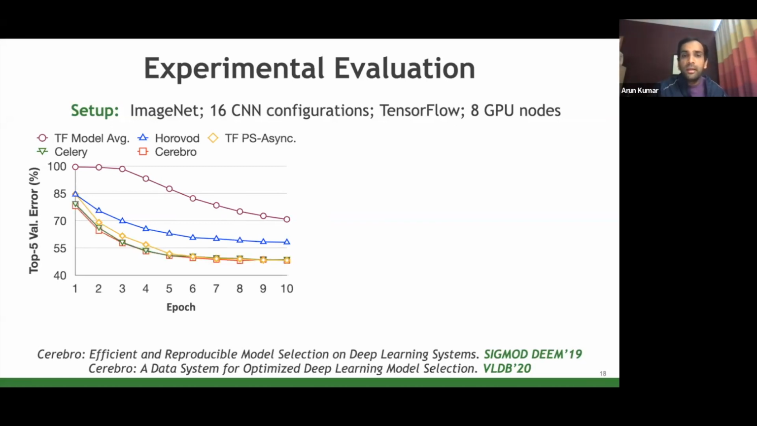Celery, Cerebro, and parameter server all have similar accuracy, similar kind of learning behavior. Notice that Cerebro is virtually indistinguishable from the task parallel tool Celery.